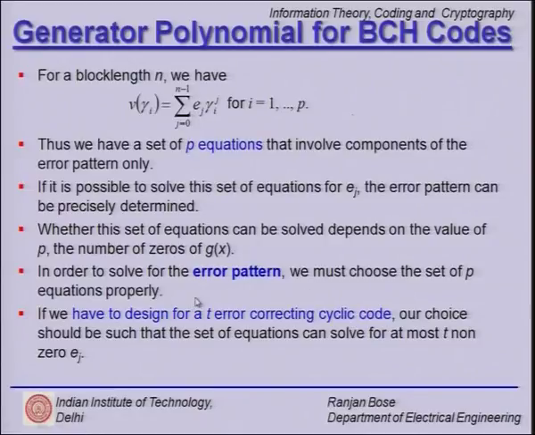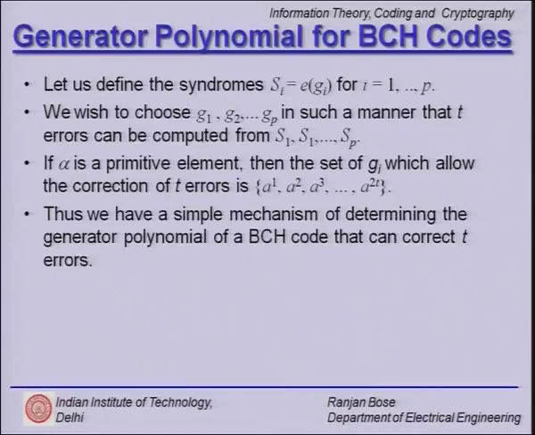Now let us move our attention towards trying to design a t error correcting code. How many equations do we need to correct t errors? Let us define the syndrome. Si is nothing but the error polynomial of gi. So, we wish to choose the zeros g1, g2 up to gp in such a manner that t errors can be computed from s1, s2 up to sp.